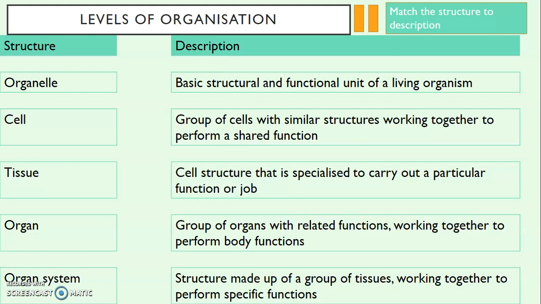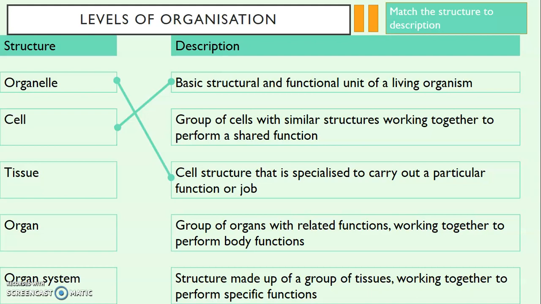So the first structure, that's the smallest one, is the organelle, and what the organelle is, it's a cell structure that is specialised to carry out a specific function or job. So for example, the mitochondria is where respiration happens. The cell, that's what we talk about as the basic structural functional unit of a living organism. That's the main units that make anything up.